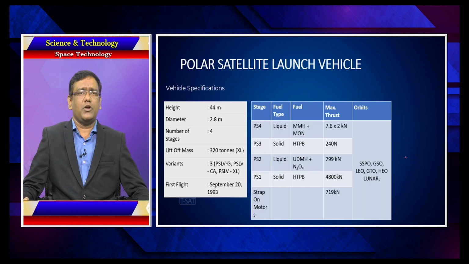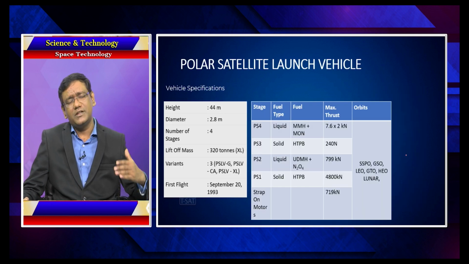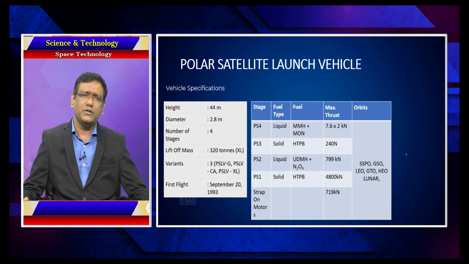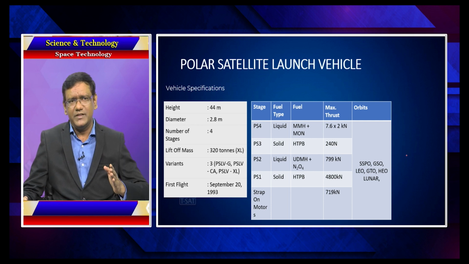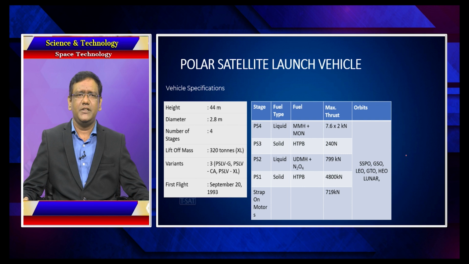Since we have also talked about the fuels, now let us talk about the launch vehicles. Another launch vehicle that we will be using is the Polar Satellite Launch Vehicle. This is the third generation launch vehicle. The first one was SLV, then ASLV, and this is PSLV. It is a third generation launch vehicle.